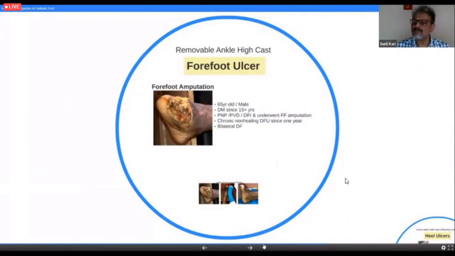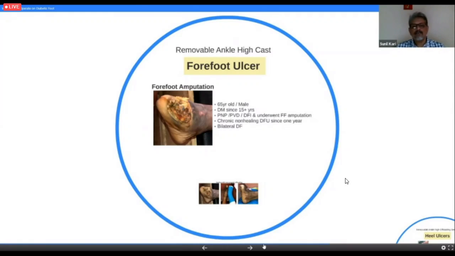Removable ankle high cast for forefoot ulcers. A patient who has undergone forefoot amputation, 65-year-old male, diabetic for 15 years, with peripheral neuropathy, PVD, and DFI, underwent forefoot amputation. And there is a chronic non-healing DFU for 1 year. And he is suffering from bilateral diabetic foot, where he has a DFU at the first metatarsal on the left side also.